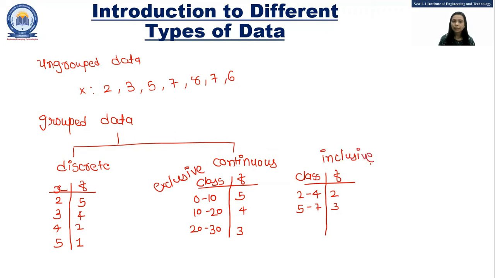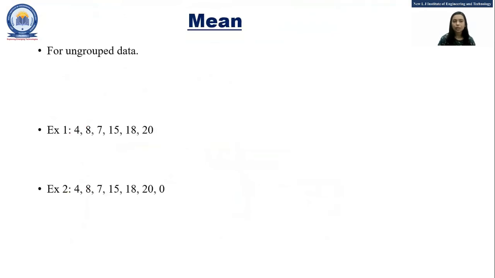So this is nothing but a basic introduction to different types of data. Now let's see the different measures of statistics for these different types of data. First is the mean. As we have already discussed, the mean is nothing but the average value. For ungrouped data, the mean is given by x bar equals sigma x upon small n, where small n is the number of observations.